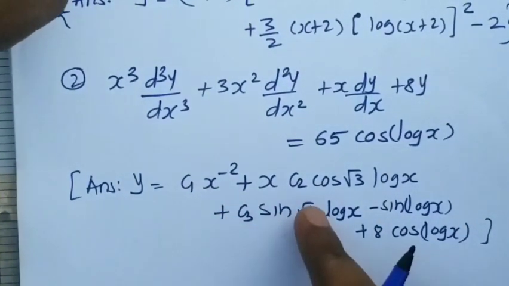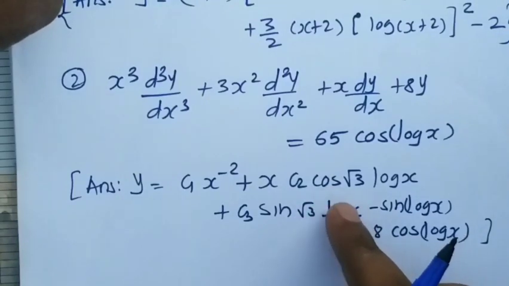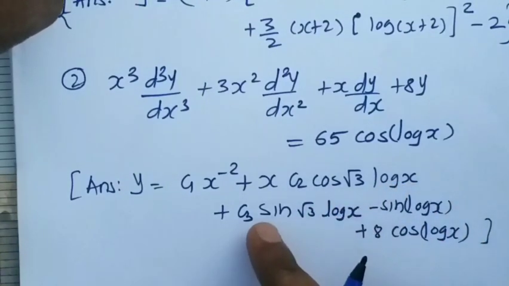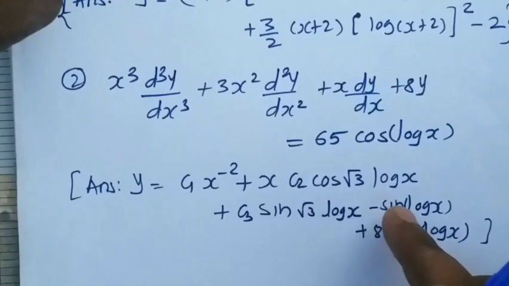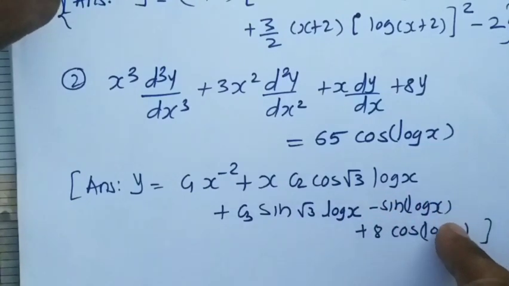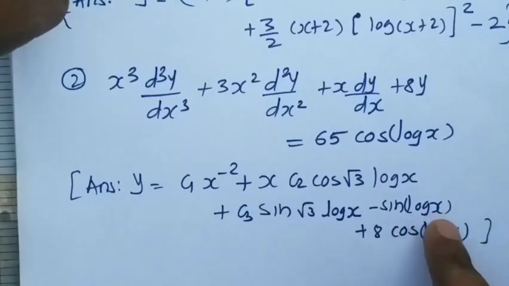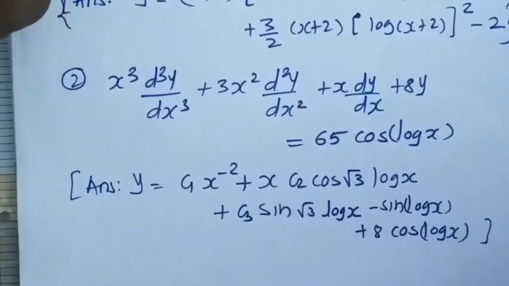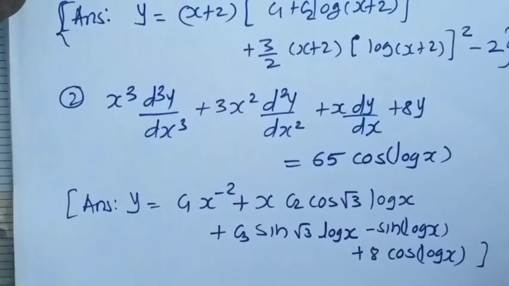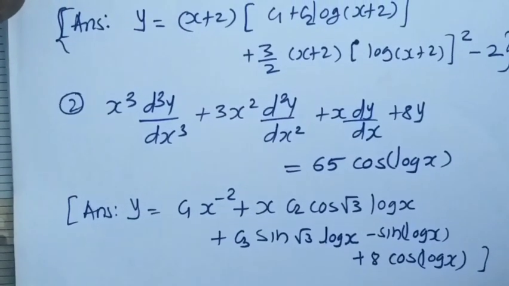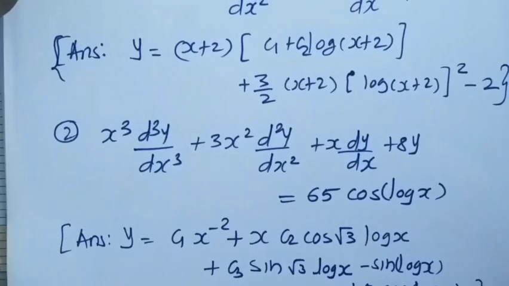y equal to c1 x raised to minus 2 plus x into [c2 cos root 3 log x plus c3 sin root 3 log x] minus sin log x. Up to this CF is there, and after that particular integral minus sin log x plus 8 cos log x. Okay, so try to complete this problem, and this completes the topic Cauchy's differential equation and Legendre's differential equation.